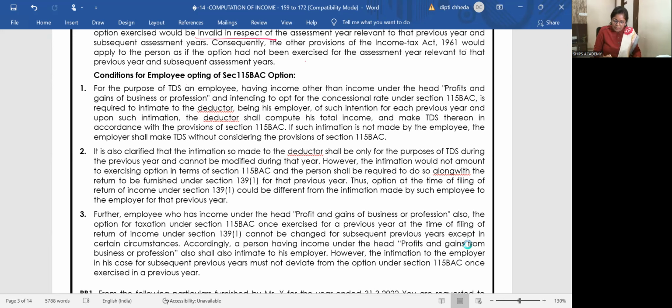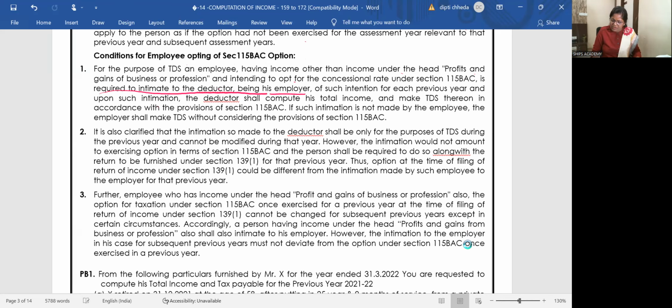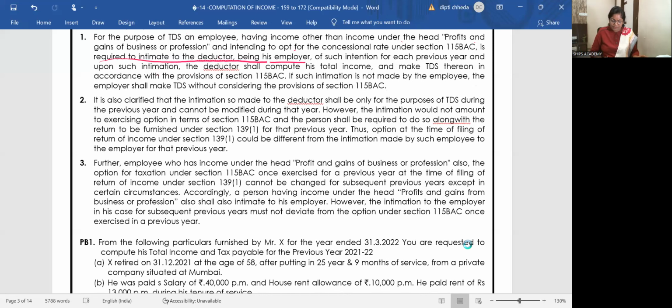See, for the purpose of TDS, an employee having income other than income under profits and gains of business, and intending to opt for the concessional rate, is required to intimate the deductor, their employer. And such intimation shall be computed total income and TDS thereon. If such intimation is not made by the employee, the employer shall deduct TDS without considering 115 BAC. आपको जाना है 115 BAC, लिख के दे दो. Give us in writing, we will do. Otherwise, we will calculate the tax in routine.